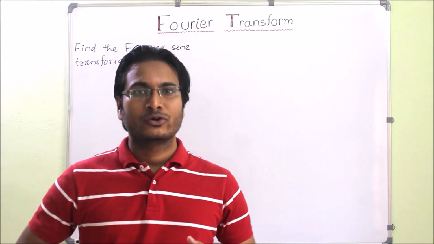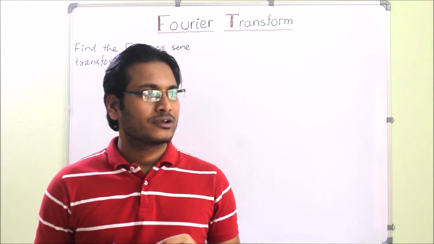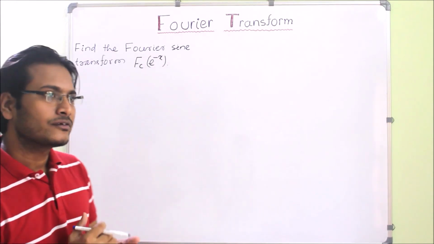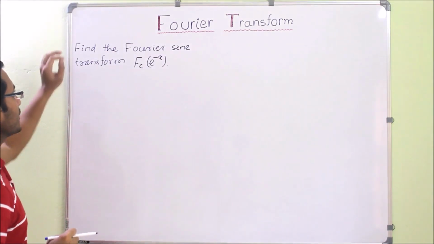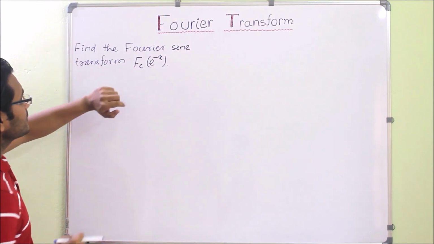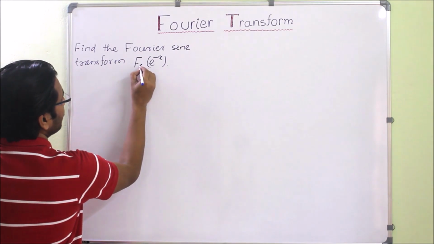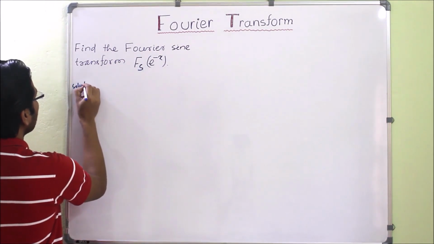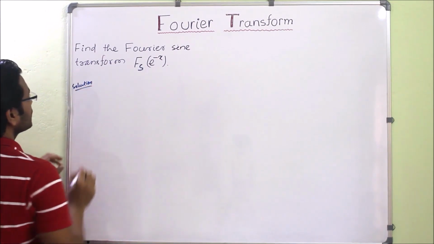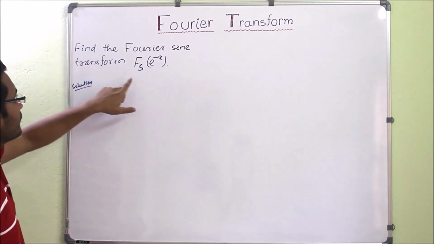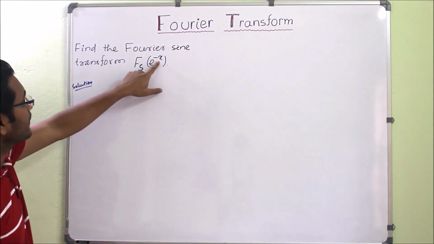Welcome back. Today we are going to see one interesting problem to solve Fourier sine transform. So here the problem is find the Fourier sine transform, that is Fs of e to the power minus x. So we have to find the solution or solve this problem. Before solving, we need to understand the problem. So here we have to find Fs of e to the power minus x.